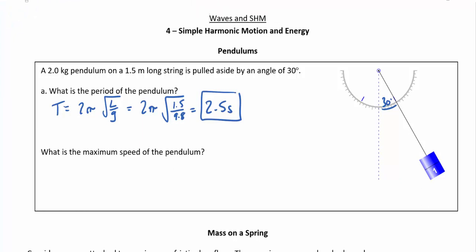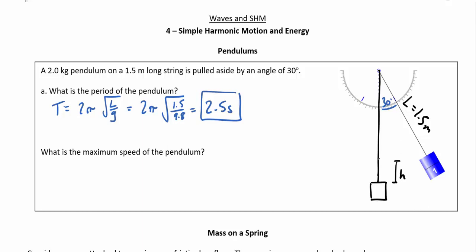So pretty straightforward, but then the next question, what is the maximum speed? Now you can imagine if we pull the pendulum to the side here, it's going to reach its maximum speed when it comes back swinging through our equilibrium point. So this is the point here where it's going to be its max speed. Now we know the length of the pendulum is 1.5 meters, but in order to determine how fast it's traveling, we would want to know really what is the change in height here? Like how far does it fall from when it's pulled aside down to its lowest point.